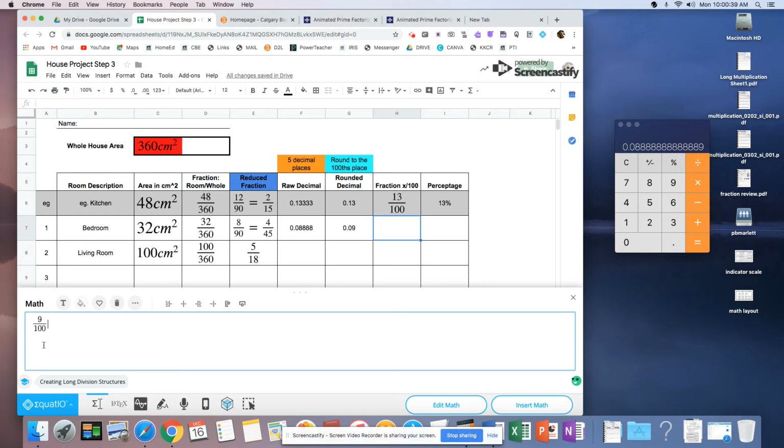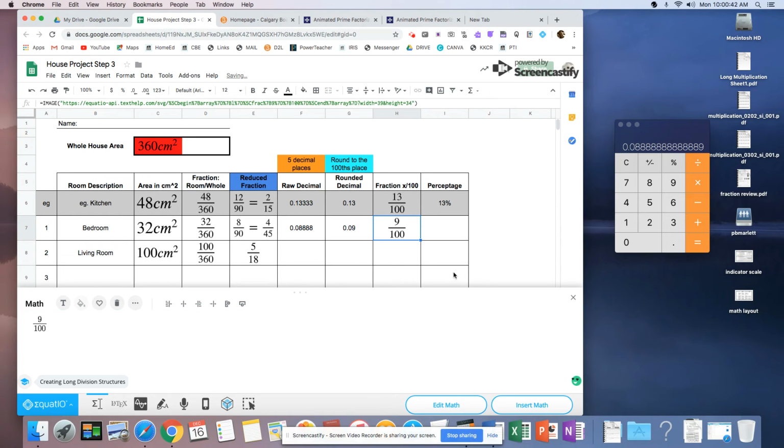So really what we've done is we're rounding, and then we're rewriting that as a percentage. Last thing we do is we put in our 9%, because percent means out of 100. This is 9 out of 100.